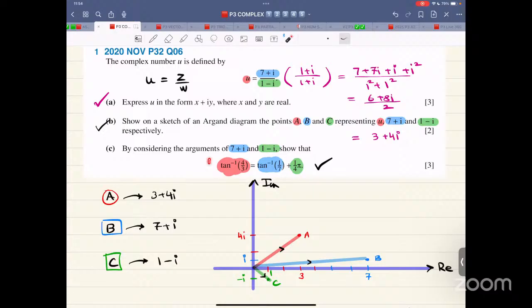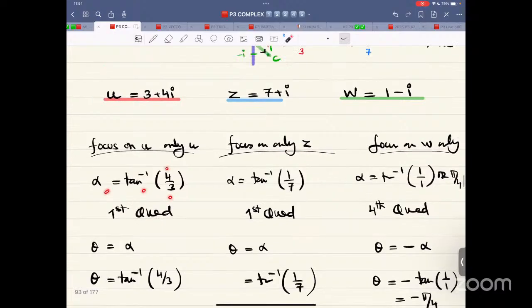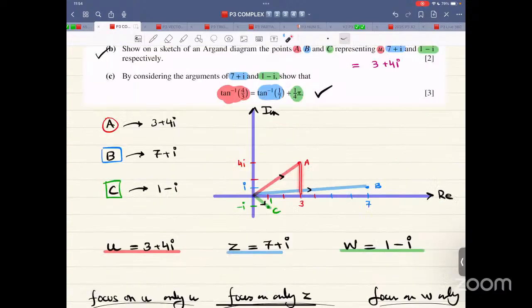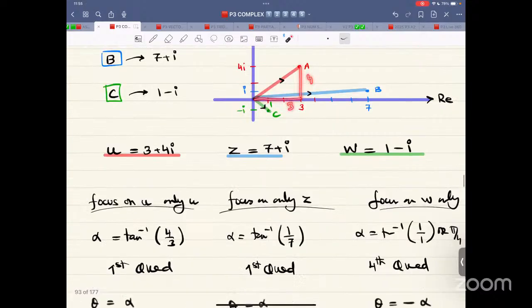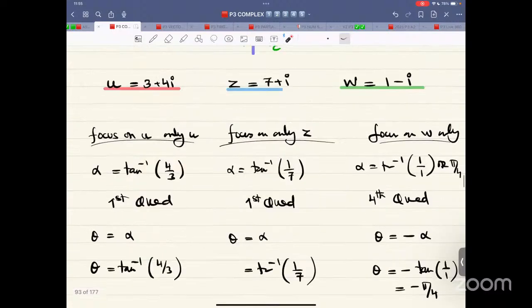Okay. So now what has this to do with all this? So now what we can do is that u is 3 plus 4i. Focus on u. Alpha is tan inverse of 4 over 3. This is 4, this is 3. The basic angle, it's in the first quadrant. Theta is alpha, tan inverse 4 over 3.